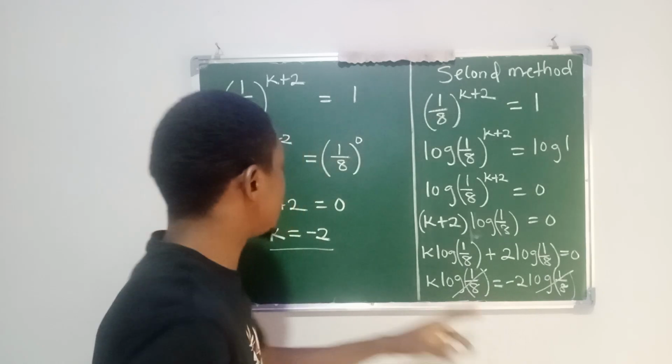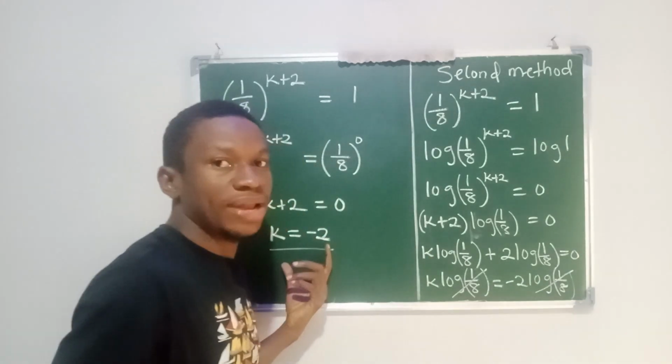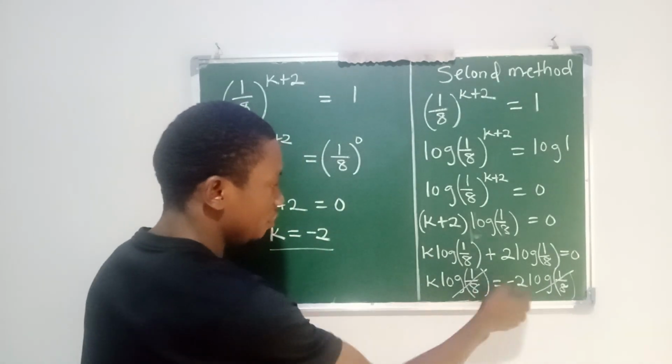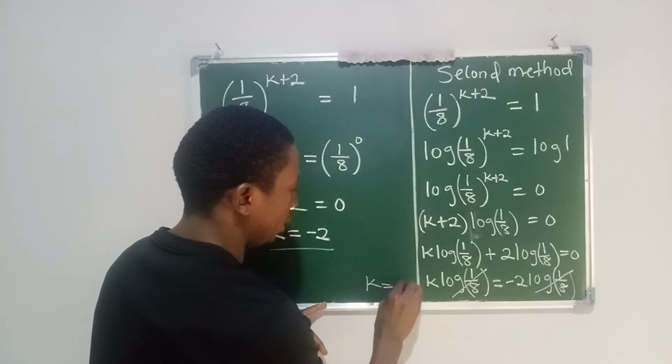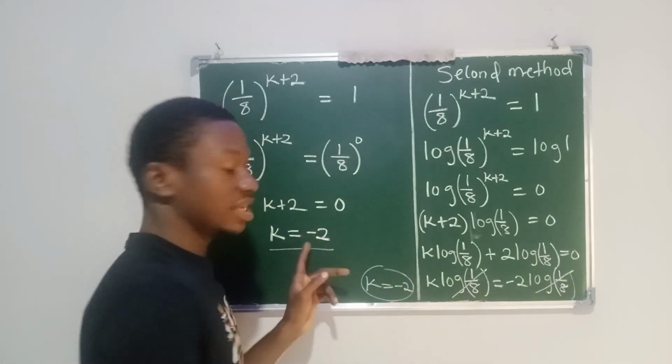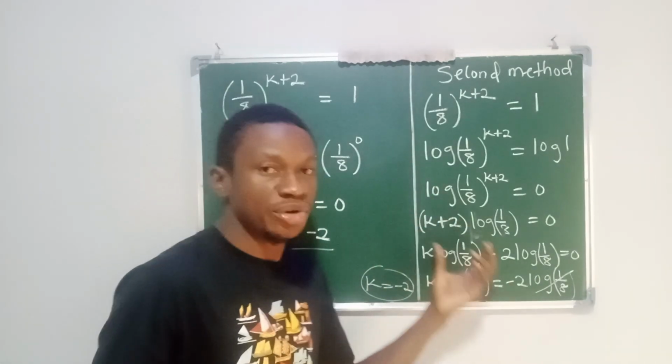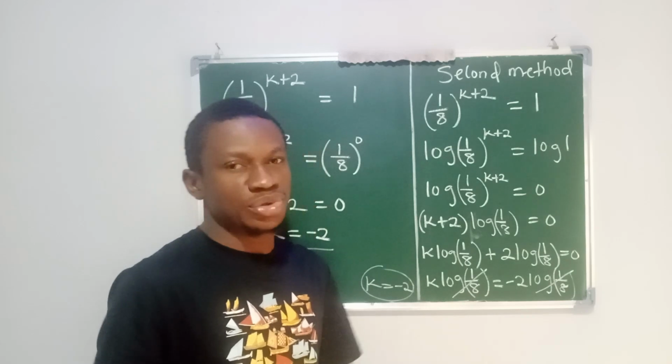And that is exactly the same thing we have when we apply the first method. So k, from here, k is equal to minus 2, and it's still the same thing as what we got here. So whichever method feels more convenient for you, you're good to go with that.